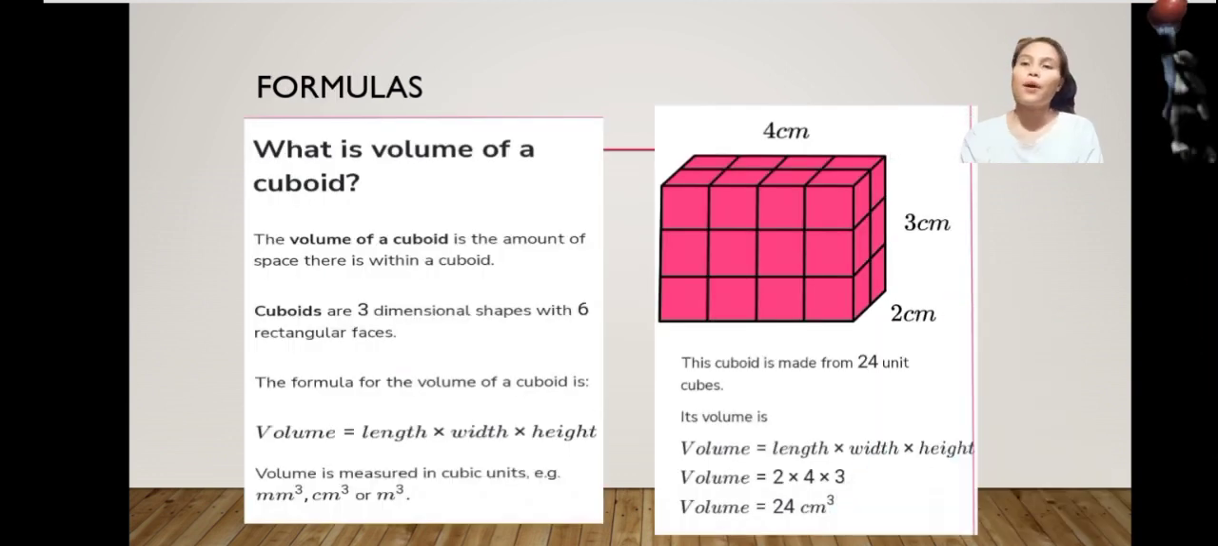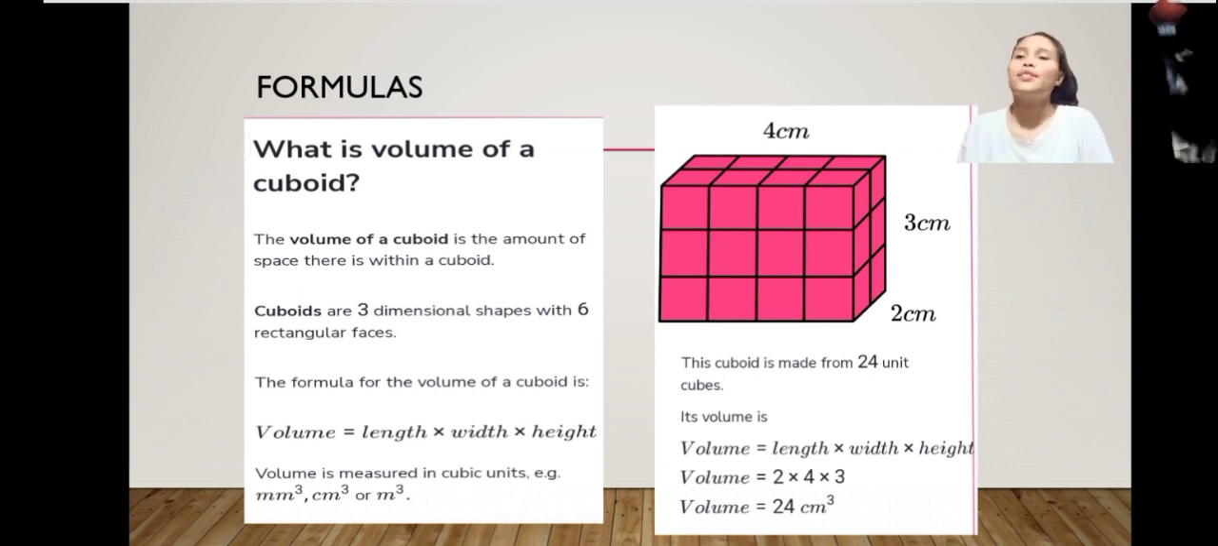So here are the formulas of a cuboid. Let's start with the volume. What is the volume of a cuboid? The volume of a cuboid is the amount of space within a cuboid. Cuboids are three-dimensional shapes with 6 rectangular faces. The formula for the volume of a cuboid is volume equals length times width times height. Volume is measured in cubic units, for example, cubic millimeters, cubic centimeters, or cubic meters.